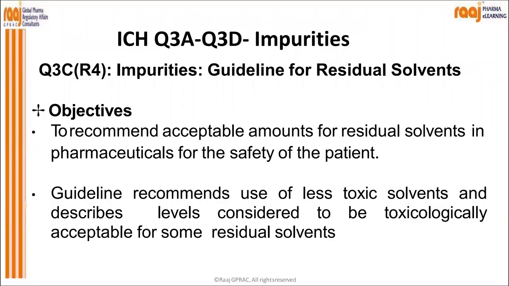Okay. Then we talk about ICH Q3C and Q3D impurities. So what is the objective of this guideline? The objective is to recommend acceptable amounts of residual solvents in pharmaceuticals for the safety of the patient. Right? So these guidelines recommend use of less toxic solvents. So any health authority's main objective is what? To protect public health.